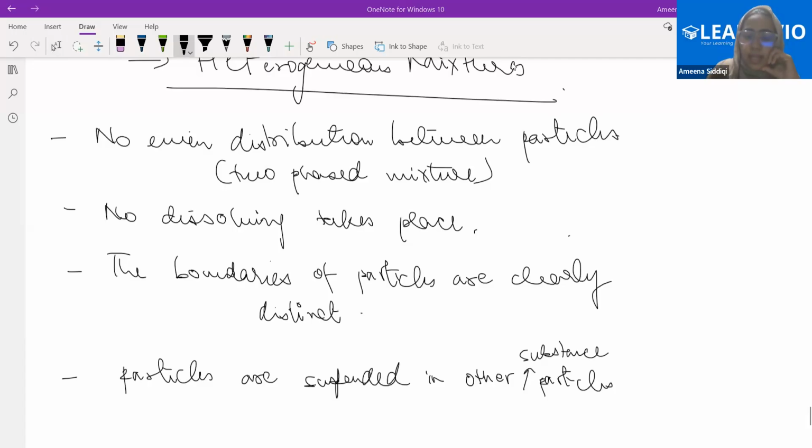Done, ma'am. Acha, can I ask you one question here? Can we separate the heterogeneous mixtures through physical methods of separation? Yes, ma'am. Okay. Can we separate the homogeneous mixtures through physical process of separation? No. We can.